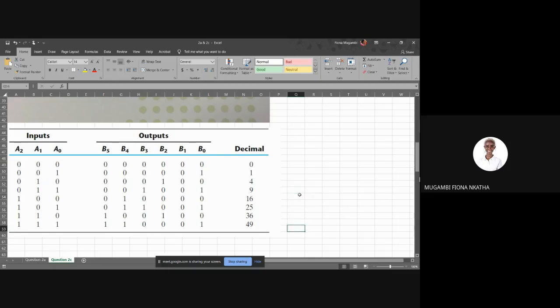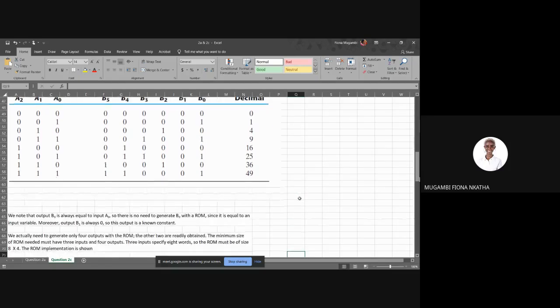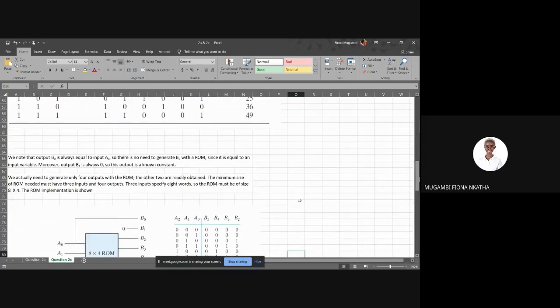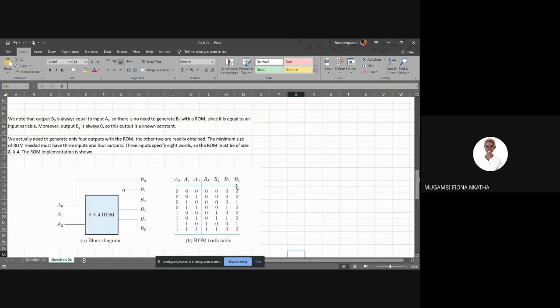Okay, let me just show you. We note that. So we actually need 4 outputs. It means that our 8x4 ROM has 3 input lines, and instead of 6 output lines, we'll just set B1 to 0, and we'll set B0 to A0. So our ROM truth table will be looking like that.